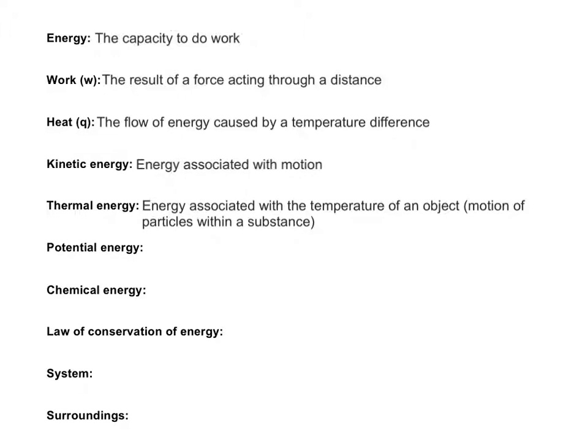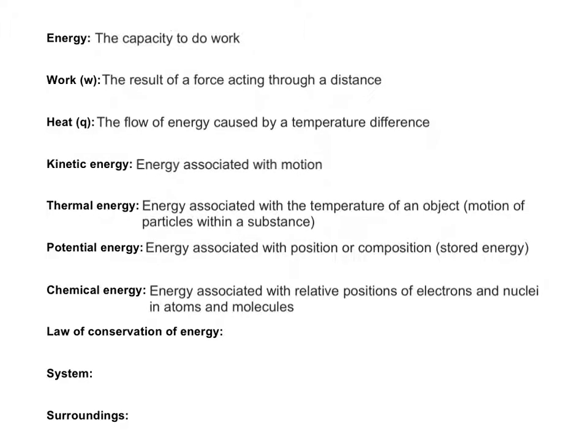Potential energy is the energy associated with either the position or the composition of an object. So it's basically thought of as stored energy. And chemical energy is the kind of potential energy that we talk about often in chemistry. It's the energy associated with the relative positions of electrons and nuclei in atoms and molecules. And like I said, it's also a form of potential energy. All right, and then the law of conservation of energy says that energy can be neither created nor destroyed. I think all of you have probably heard of this before.